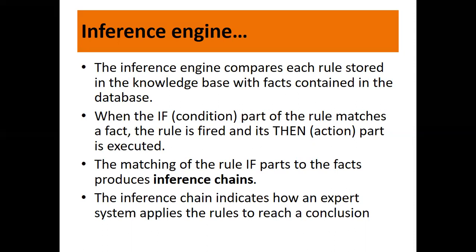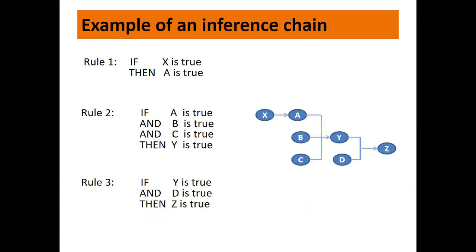So an if-then rule is taken from the knowledge base, and the given fact is taken. If the fact is part of the if condition, what you write in front of the if, if it is matching, then the then part of that if condition is executed. The matching of the rule if parts to the facts produces an inference chain. So we'll look at the inference chain also in the next slide. The inference chain indicates how an expert system applies the rules to reach a conclusion. So let us look at an example of an inference chain.